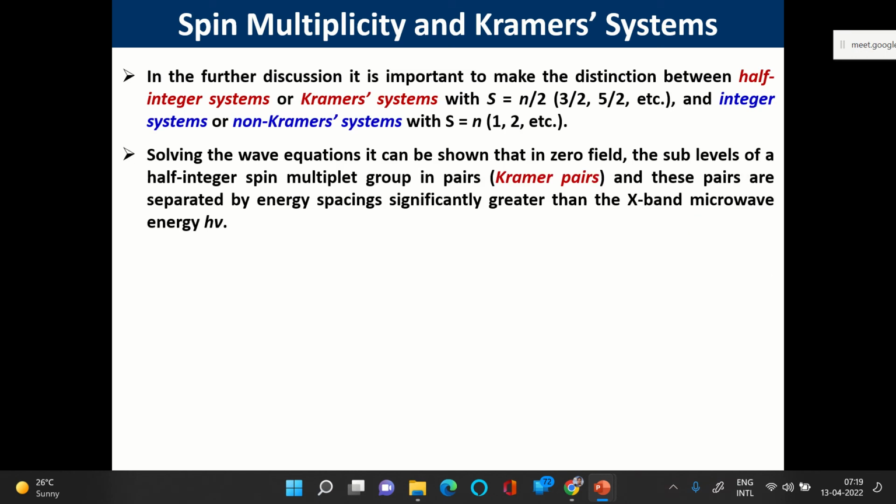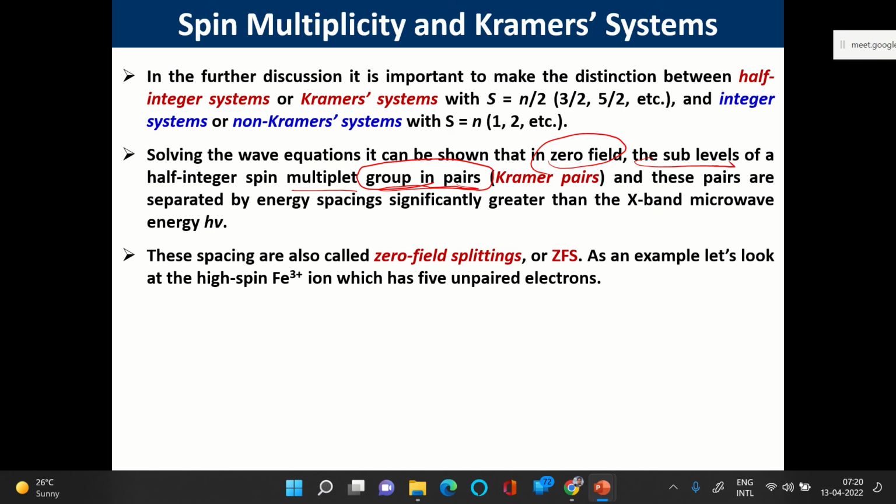So this is what is called Kramer pairs, multiplet, spin half integer. The sub levels of the half integer multiplets group in pairs in the zero field, when there is no field. All these things involve intense quantum mechanical treatment, but I'm not going into that at this moment. We are concerned with how we apply it in systems to understand. So let's get the idea of what happens in systems like this.